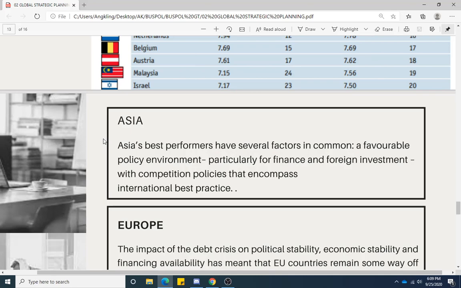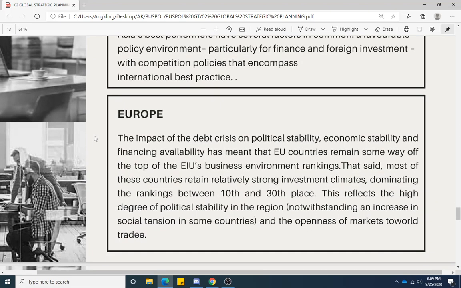Asia's best performers have several factors in common: a favorable policy environment, particularly for finance and foreign investment, with competition policies that encompass international best practice. In Europe, the impact of the debt crisis on political stability, economic stability, and financing has meant that EU countries remain some way off the top of the EIU's business environment rankings. That said, most of these countries retain relatively strong investment climates, dominating the ranking between 10 and 30. Okay? So this reflects the high degree of political stability in the region, notwithstanding ang increased social tension in some countries, and the openness of markets toward trade.